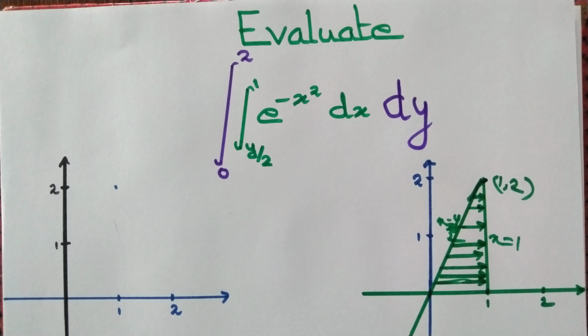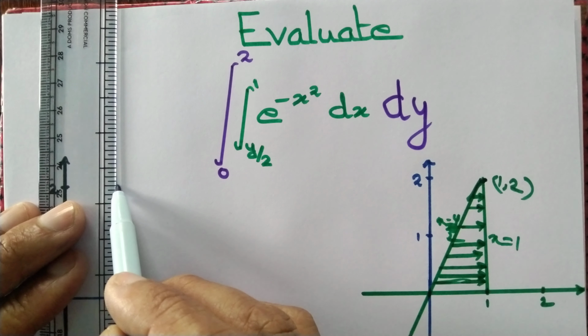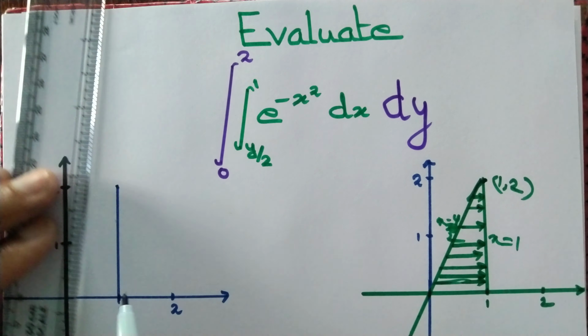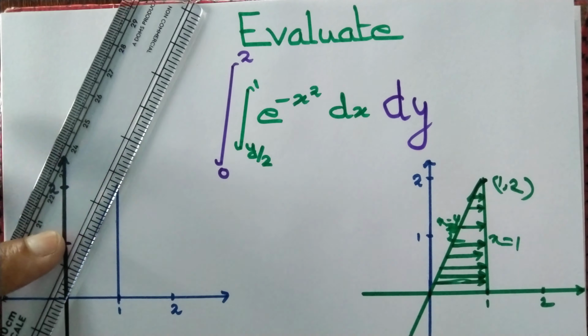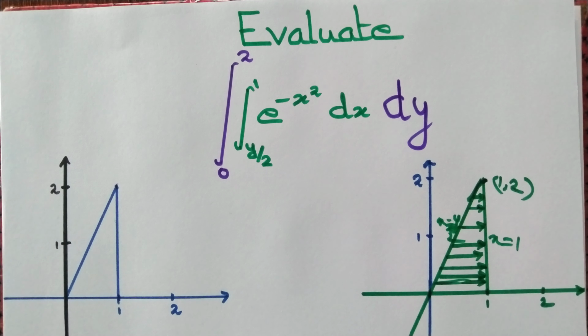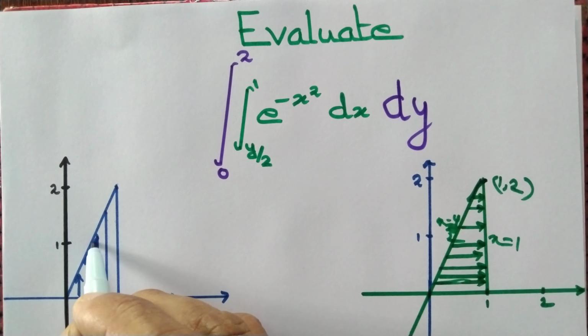Can we do it differently? Can we draw a vertical strip rather than a horizontal strip? Can we draw a vertical arrow rather than a horizontal arrow? So let us draw the region once again. Now we draw a vertical arrow rather than a horizontal arrow. Will we be getting the same region of integration?